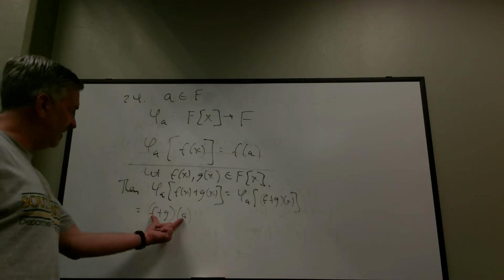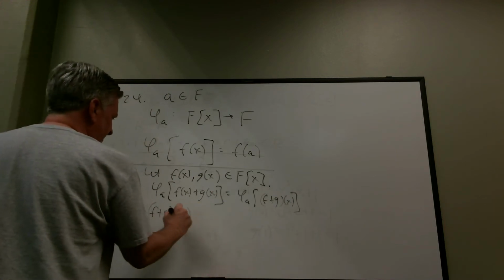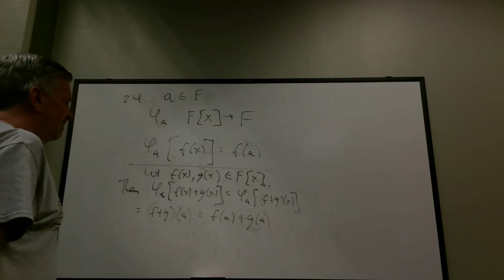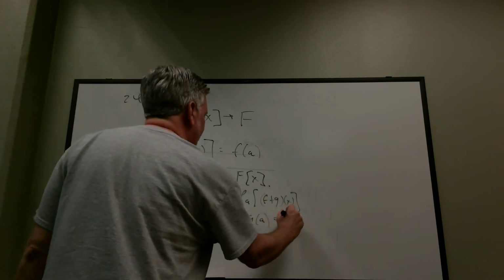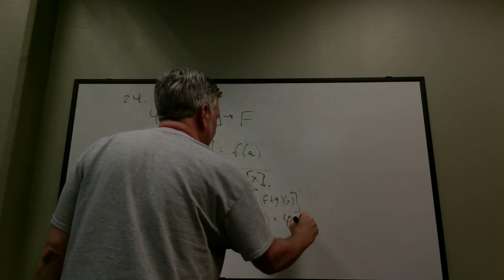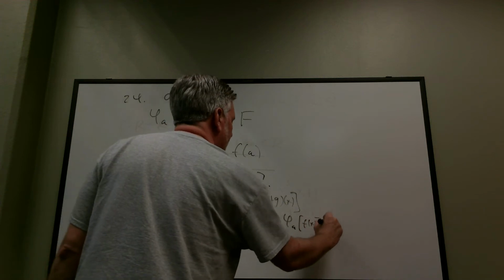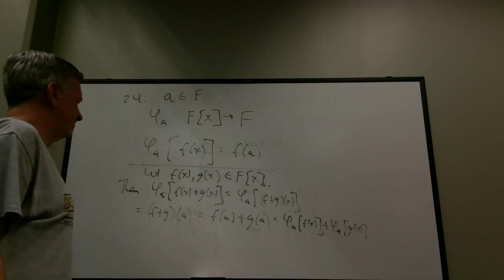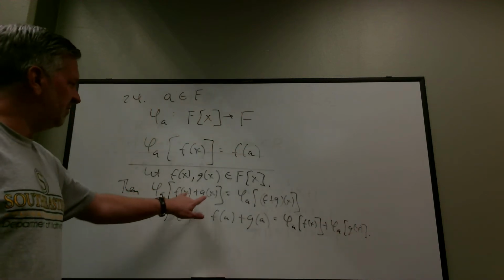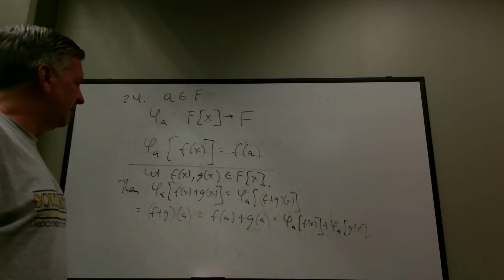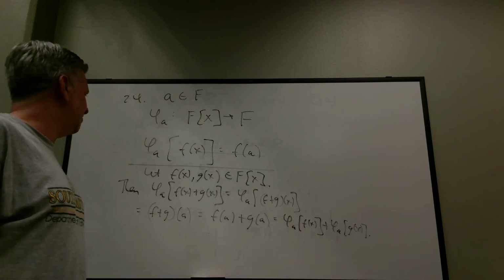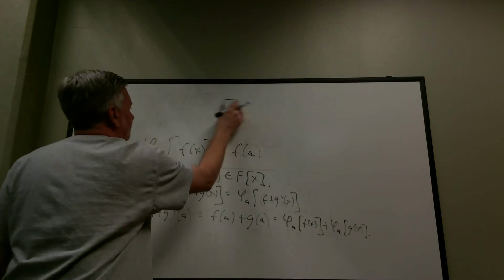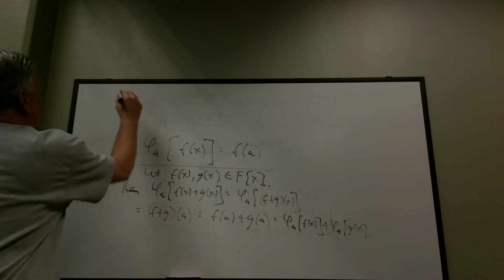But again, what's the definition of the sum of two functions? (f plus g) of A is f of A plus g of A. But what's f of A? That's phi sub A of f of x plus phi sub A of g of x. So I have phi sub A of the sum is the sum of the phi sub A's. So there's the linearity property for addition. I'm going to erase up here and continue.